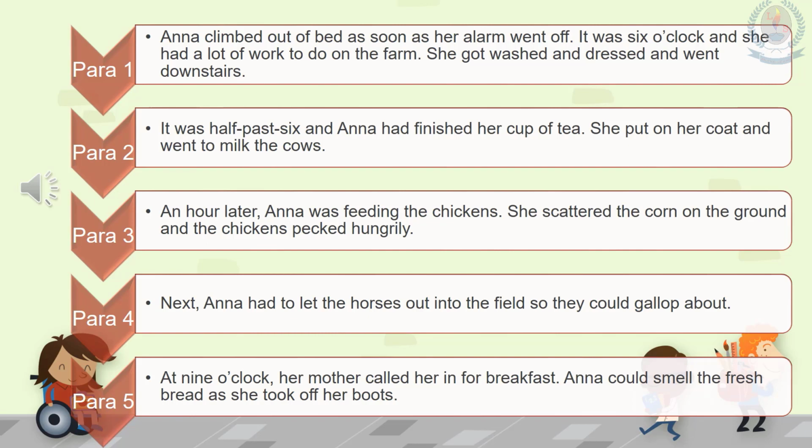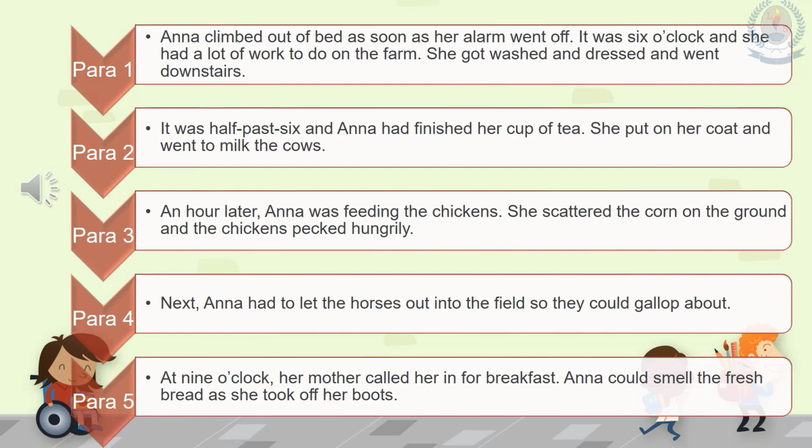Paragraph number 1. Anna climbed out of bed as soon as her alarm went off. It was 6 o'clock and she had a lot of work to do on the farm. She got washed and dressed and went downstairs. So that is one paragraph. That is about Anna when she woke up, what she did. The time is mentioned there. So you can see some action taking place in that.